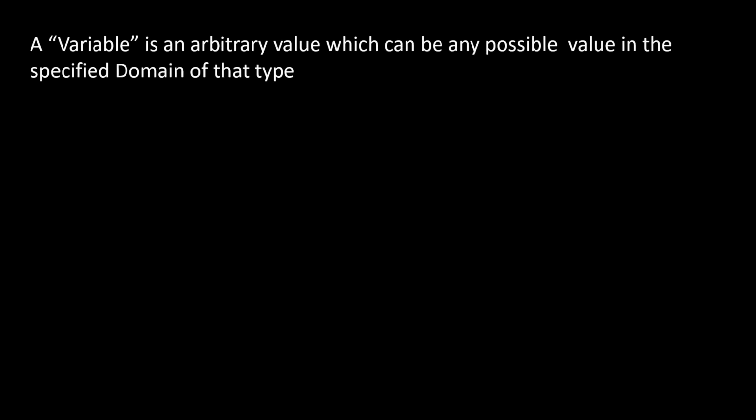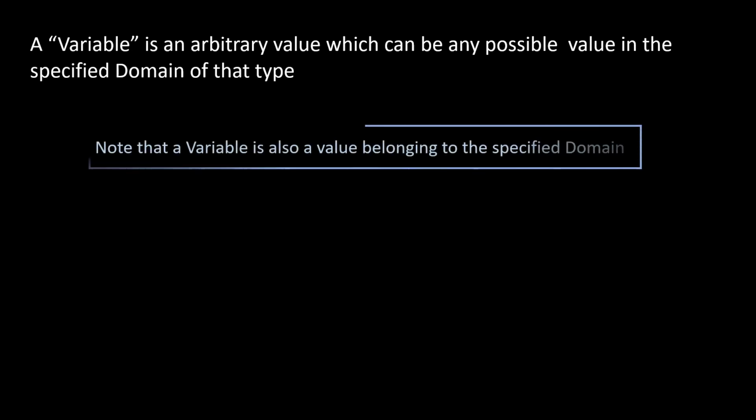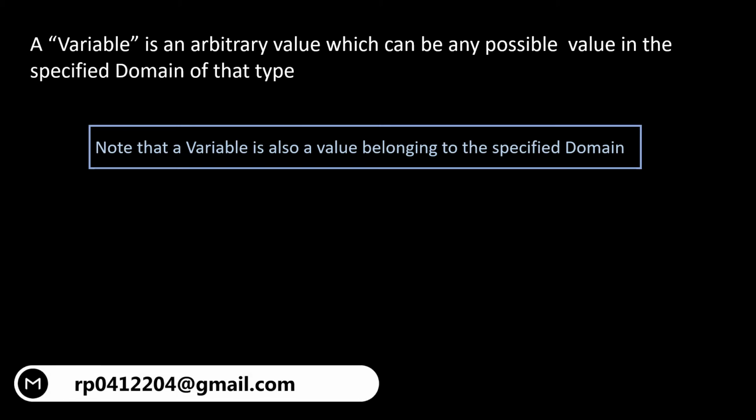A variable is an arbitrary value which can be any possible value in the specified domain of that type. Here you must pay attention that a variable is also a value belonging to the specified domain. That means you can apply all the operations on the variables that can be applied to the values of that domain.